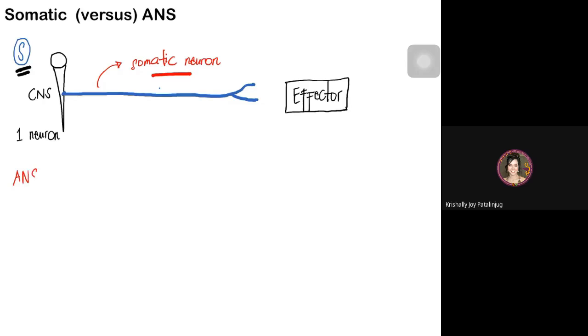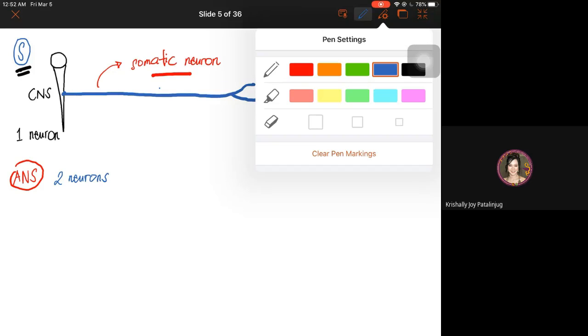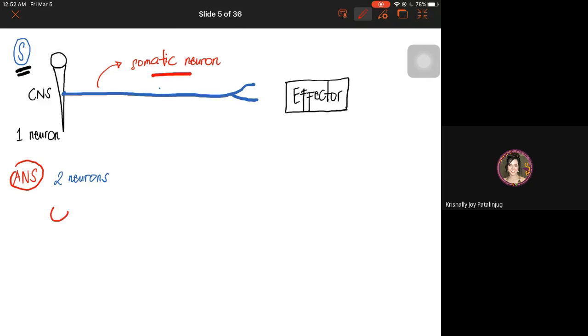Okay, let's proceed to ANS. On the contrary, ang autonomic nervous system, this time it has two neurons. Take note, it has two neurons. Kumbaga, it is a two-neuron setup. Again, ang autonomic nervous system is a two-neuron setup. So, merong dalawang neurons that connect the CNS and the effector organ.